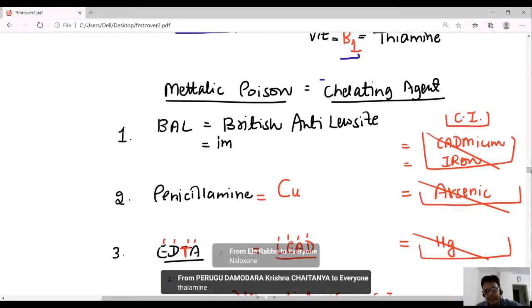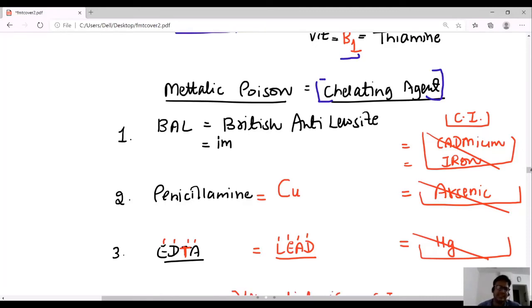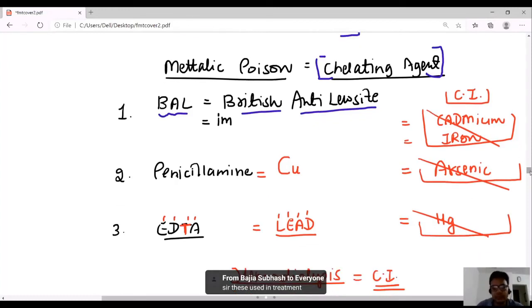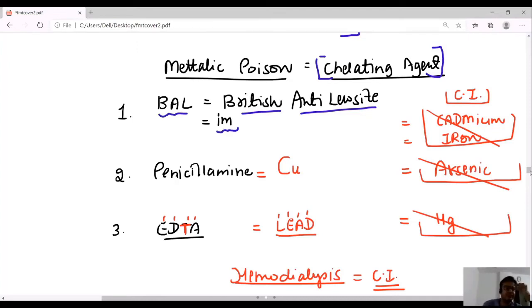Sir, for metallic poison, we use chelating agents. Doctor, the first chelating agent is BAL, British anti-lewisite. It is given as an intramuscular injection. It is contraindicated in cadmium and iron. This is BAL, the first chelating agent.